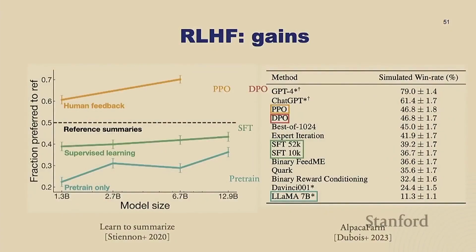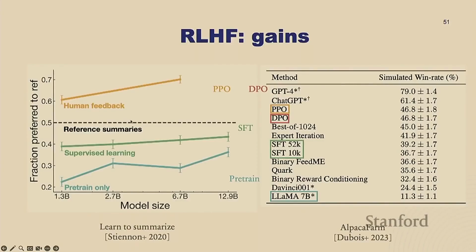Gains. So those are older papers on the left. Here, this is on a summarization task. All I want to show you is that the pre-trained models were okay, and they improve with scale. If you do supervised fine-tuning, you improve them a little bit more. If you do PPO or something with RLHF, with human feedback, you get performance that is oftentimes, depending on the benchmark, even better than humans.